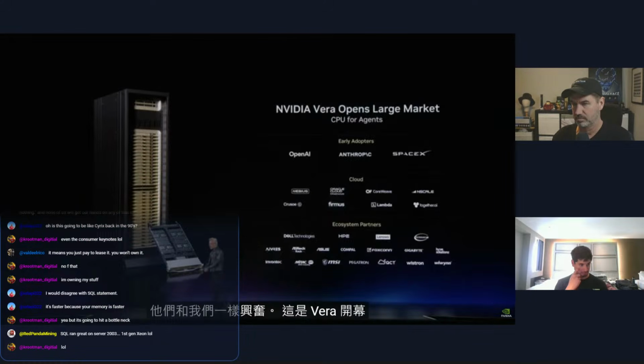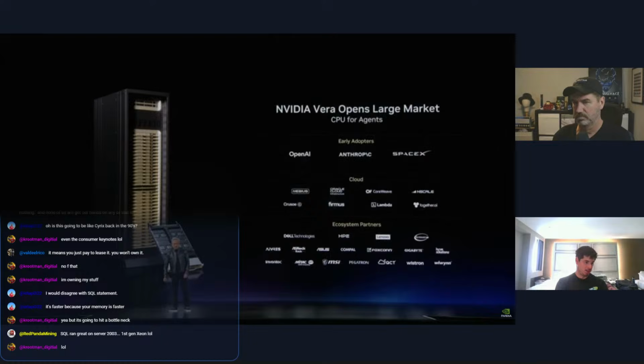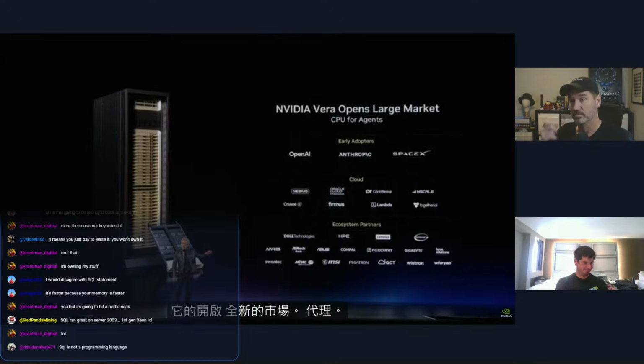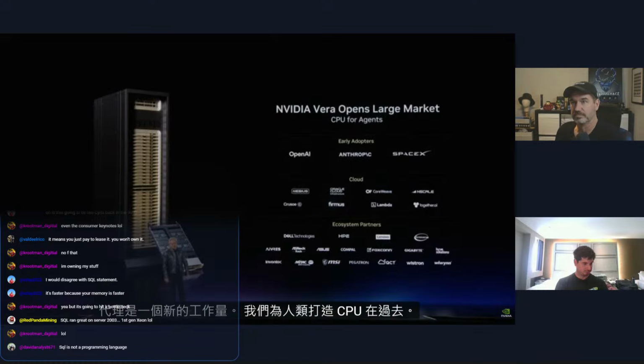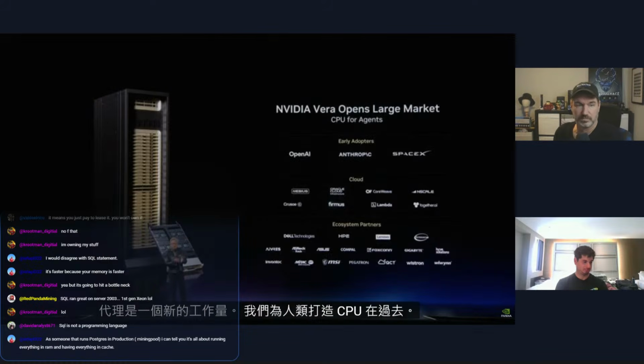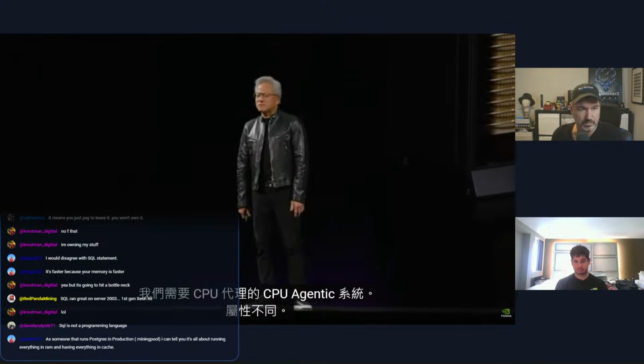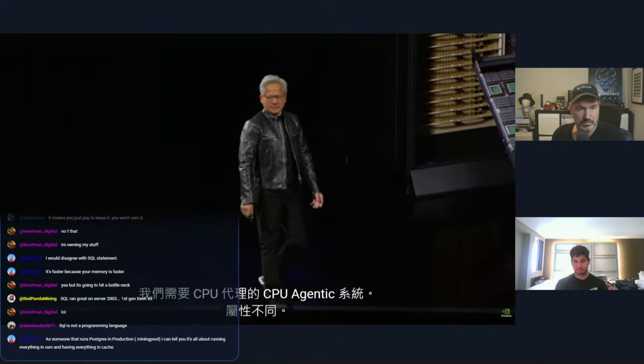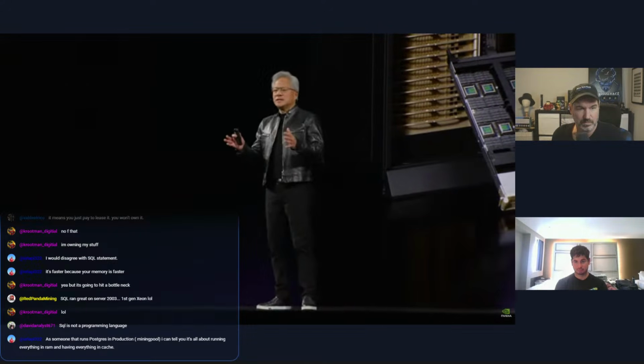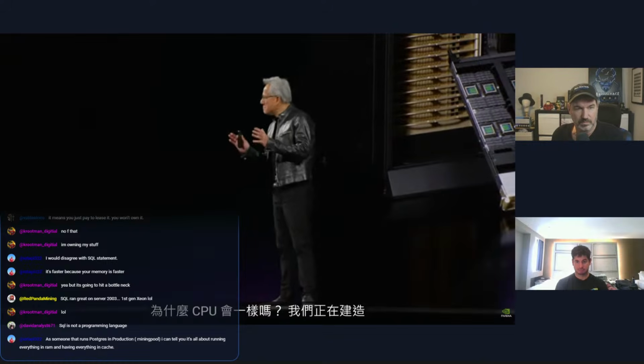It's opened up a brand new market. Agents is a new workload. We built CPUs for humans in the past. We need CPUs for agents, agentic systems. The properties are different. Why would the old CPUs be the same? We are building millions and millions of Veras.